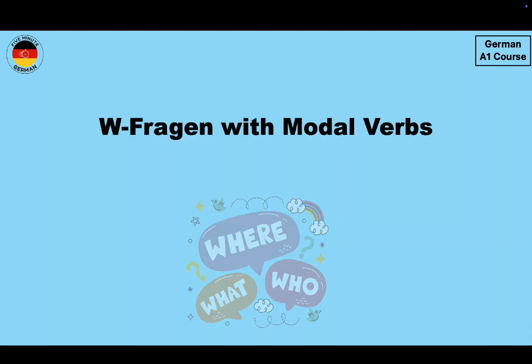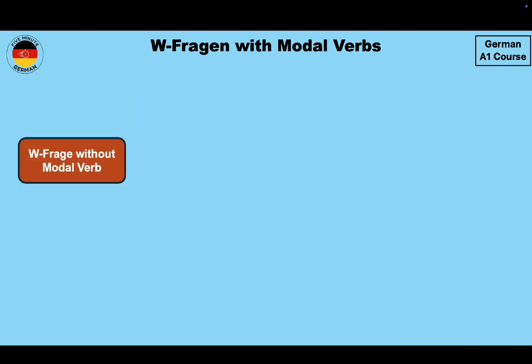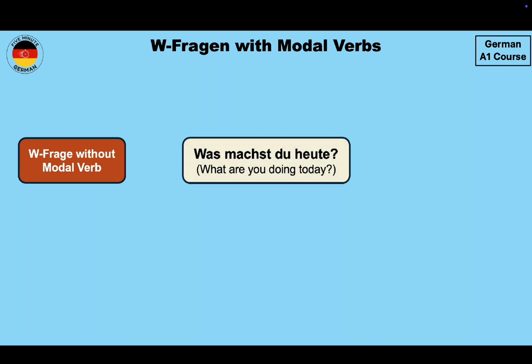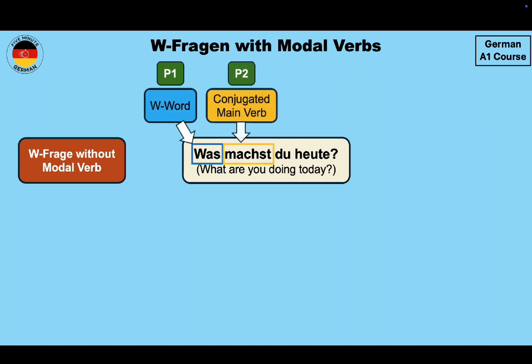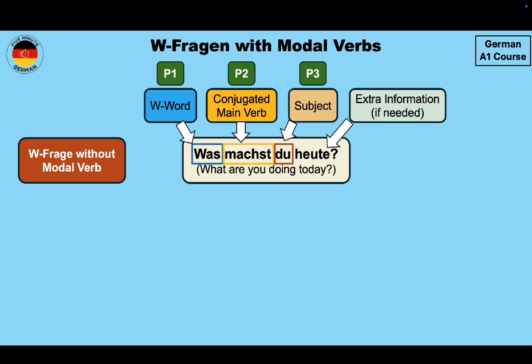So in order to understand W-fragen with modal verbs, let's first of all take a look at a W-frage without modal verb. An example will be Was machst du heute? What are you doing today? Now in this W-frage example, we see that at position 1 we have the W word, at position 2 we have the conjugated main verb, and at position 3 we have the subject. And after that we can add extra information if needed, which in this case is only heute.